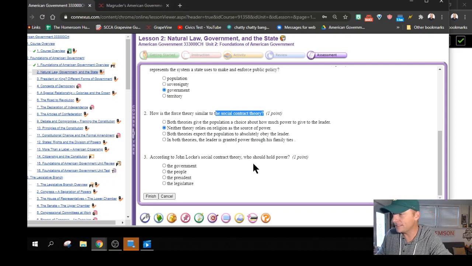So quick check, man. According to John Locke's social contract theory, who should hold power? The government, the people, the president, or the legislature? John Locke, he really liked the people. He wanted the people to come together and have the government. I think he is a person who believed in the people. Here we go. If I fail this could be the most embarrassing moment in the history of the world. If I miss one question, I got a D.